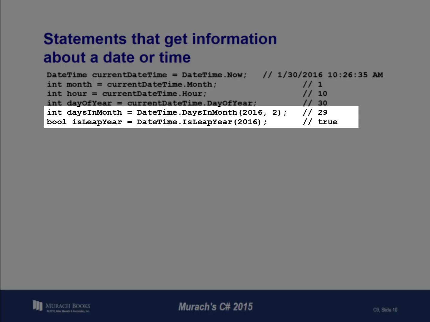You can also ask how many days are in a particular month. So if you can't remember if there are 30 or 31 days in March or April, you can check. You can also check to see if a particular year is a leap year, and the system will report back the appropriate number or the appropriate true or false as necessary.